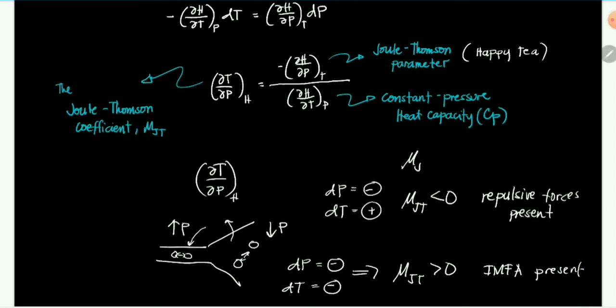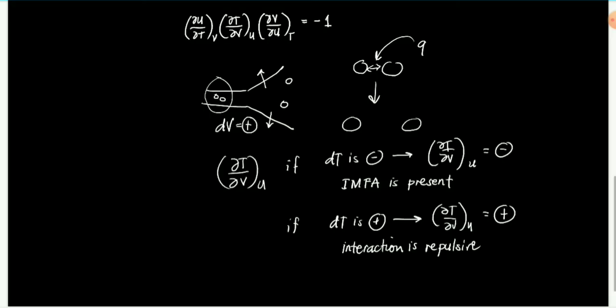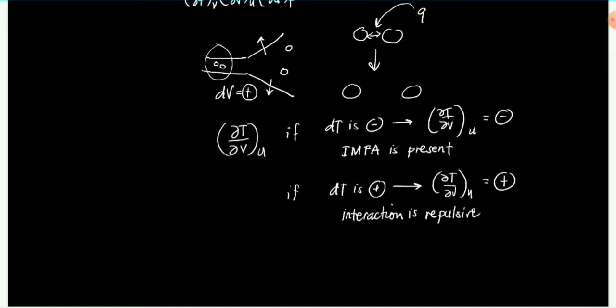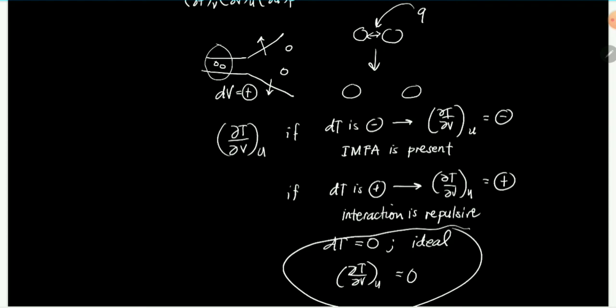If mu JT is equal to 0, no interaction. Okay? Wala silang IMFA. They don't care about each other. So, this is ideal. Okay? Ideal gases exhibit no Joule-Thomson expansion coefficient values. Okay? Ganun din dito. Actually, sa Joule expansion or sa free expansion, if dT is equal to 0, okay, ideal. So, yung coefficient is 0 kapag ideal gas ang iyong system.